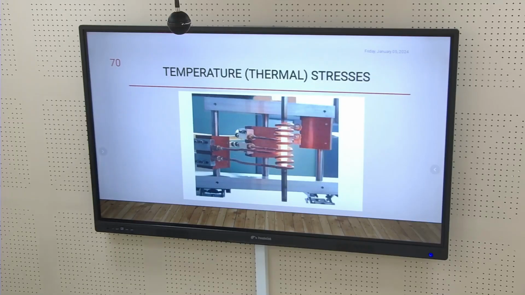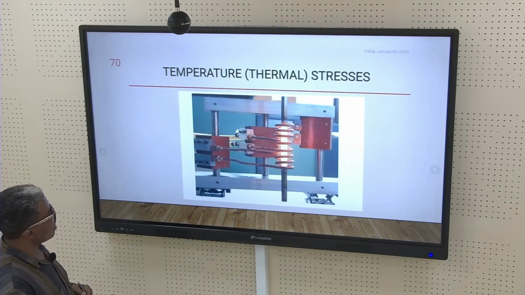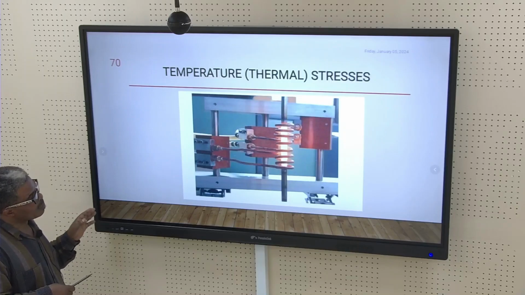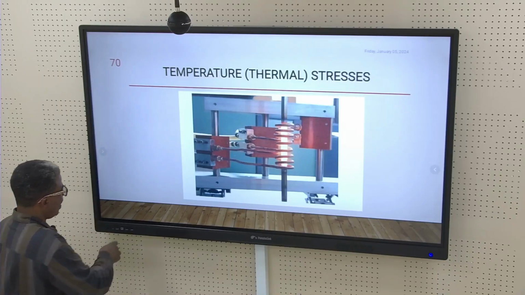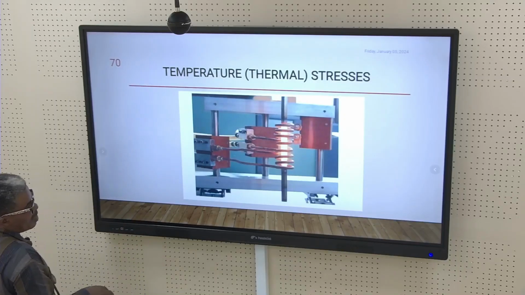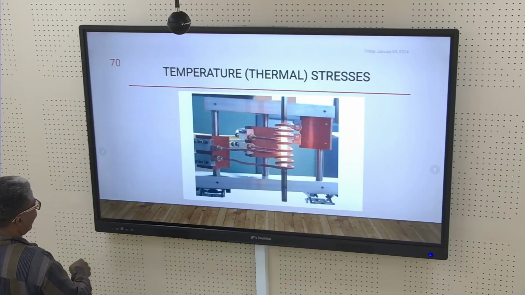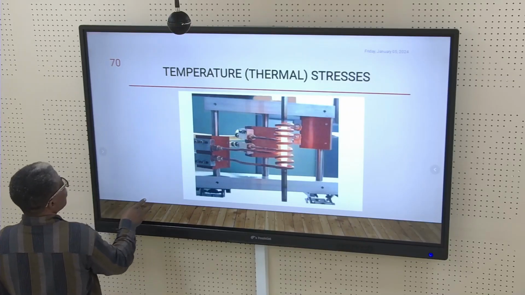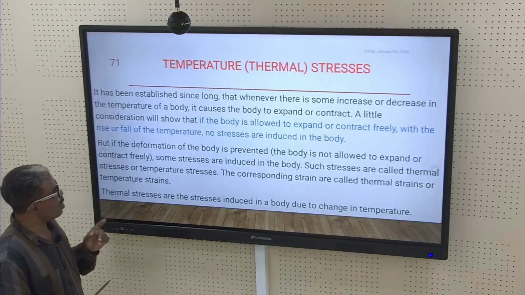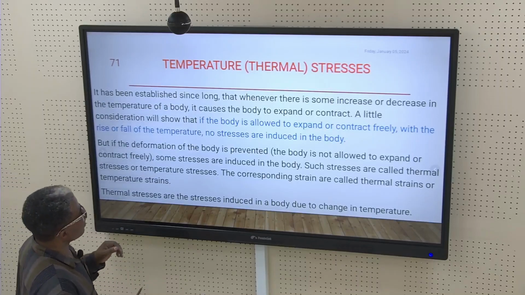Let's continue with the temperature or thermal stresses. We have stresses that are a result of temperature change, or of being subjected to heat. Here is the source of heat, and the object is subjected to heat, and it causes some deformation of the object. It has been established for a long time that whenever there is an increase or decrease in the temperature of a body, it causes the body to expand or contract.